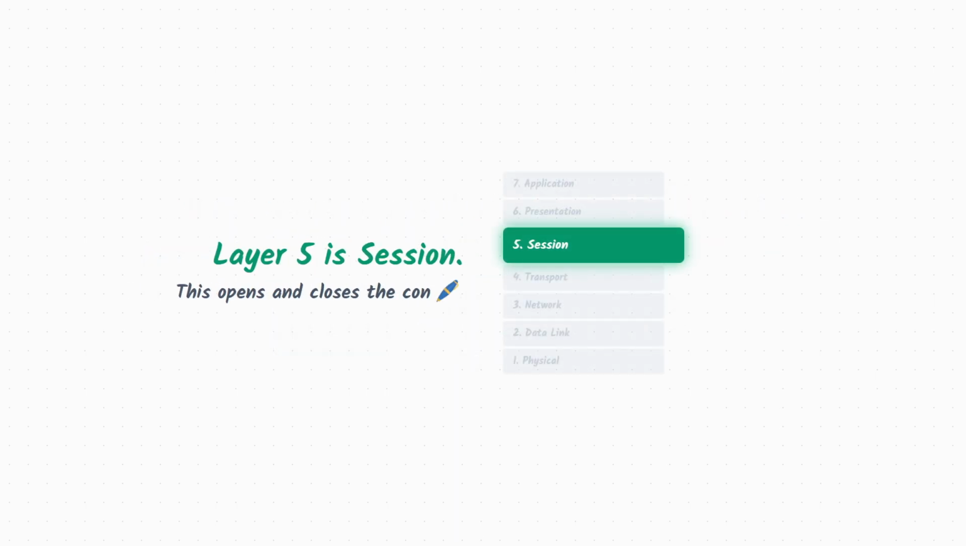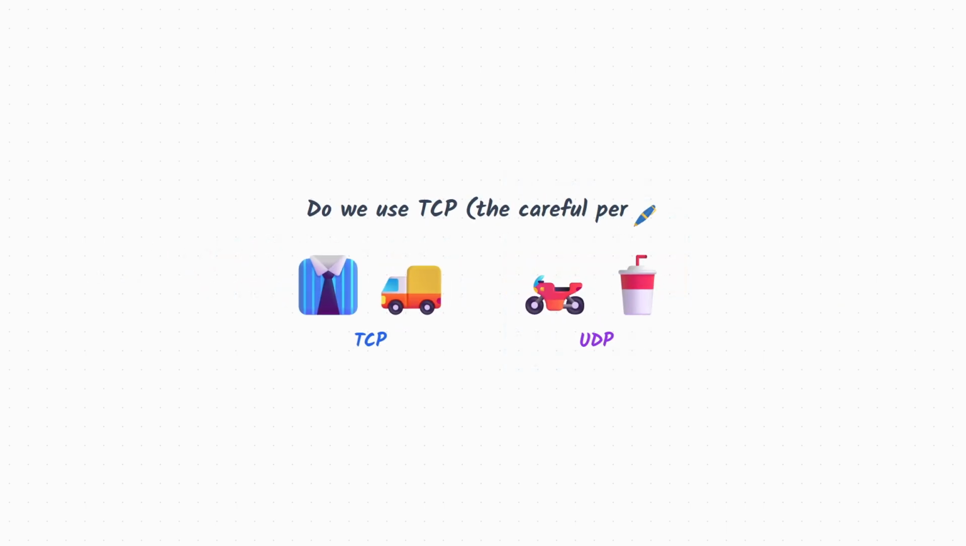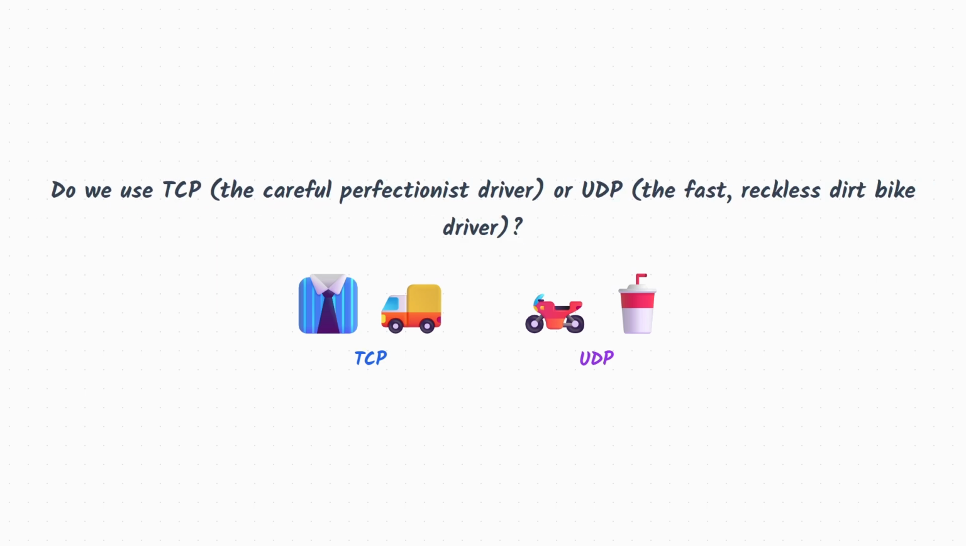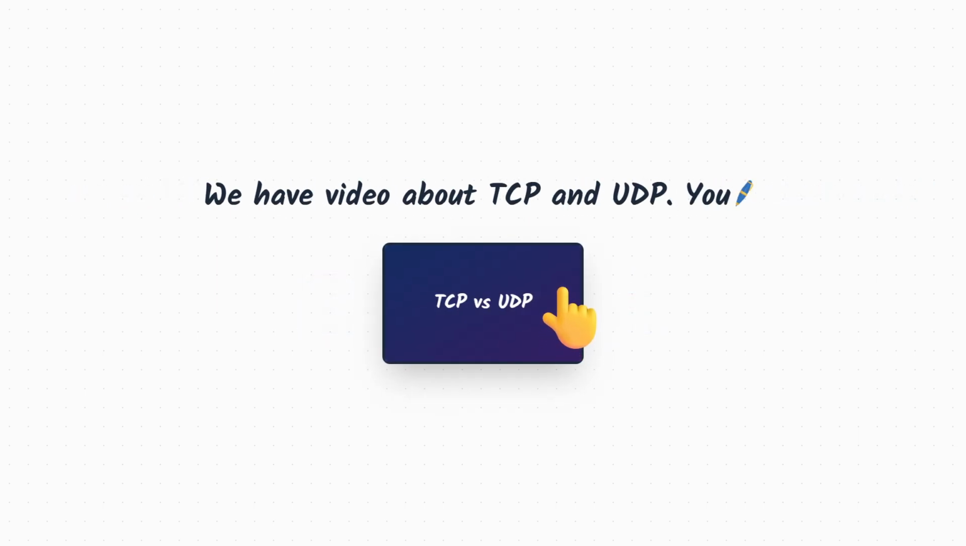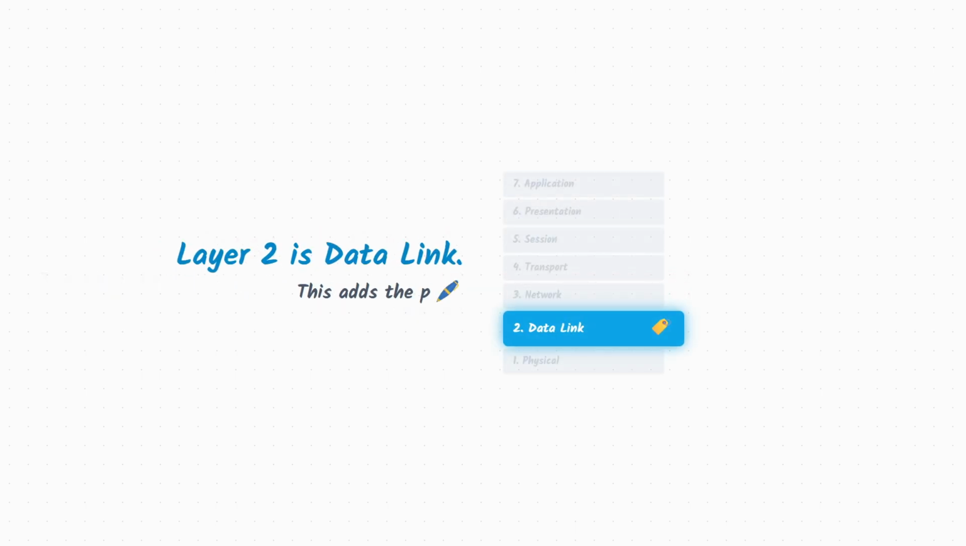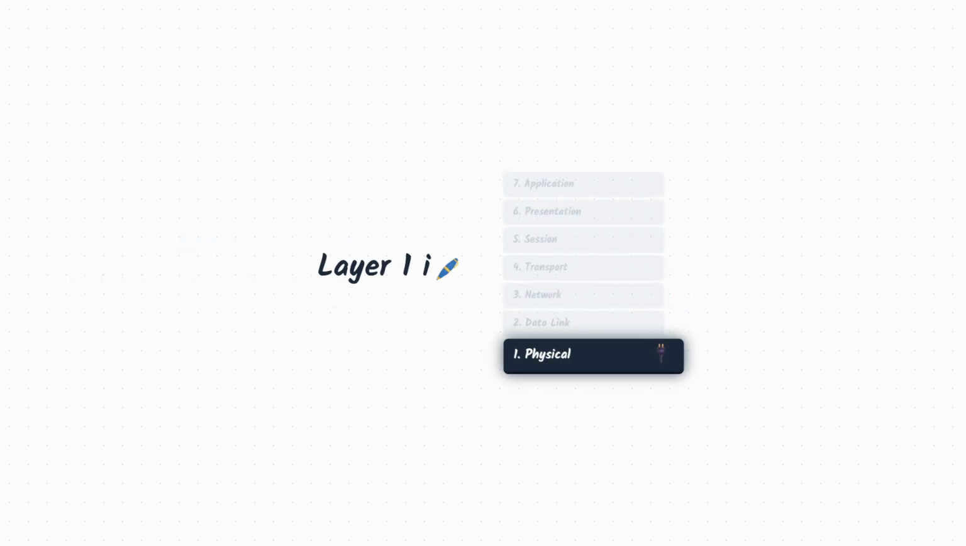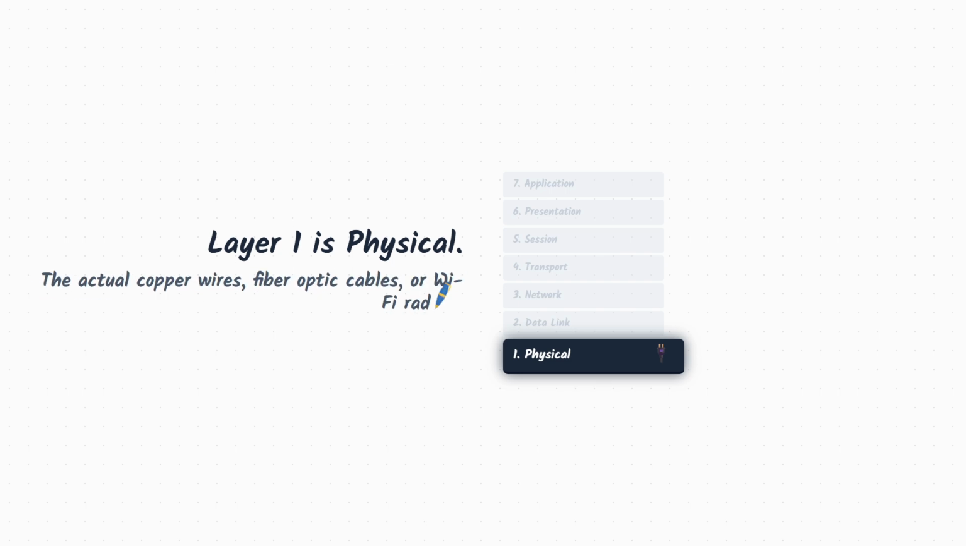Layer 5 is session. This opens and closes the connection to the server. Layer 4 is transport. This decides how to ship it. Do we use TCP, the careful perfectionist driver, or UDP, the fast, reckless dirt bike driver? We have a video about TCP and UDP. You can check it out. Layer 3 is network. This slaps the GPS destination on the box, the IP address. Layer 2 is data link. This adds the physical license plate to the truck, the MAC address. Layer 1 is physical, the actual copper wires, fiber optic cables, or Wi-Fi radio waves.